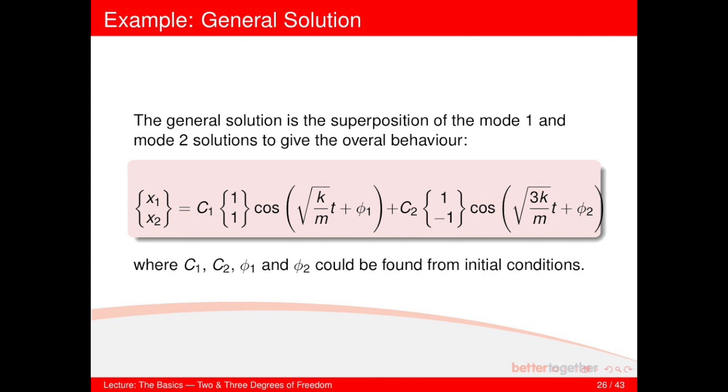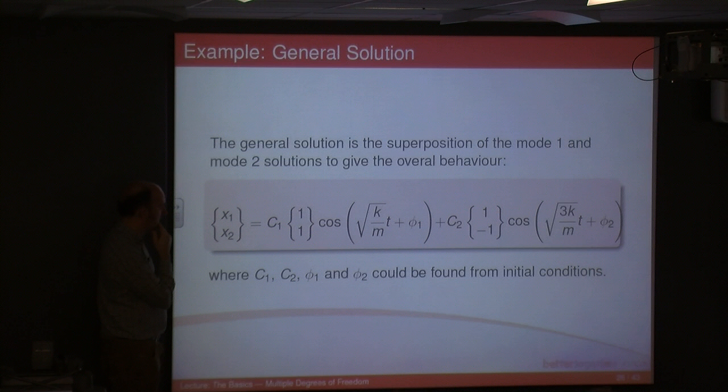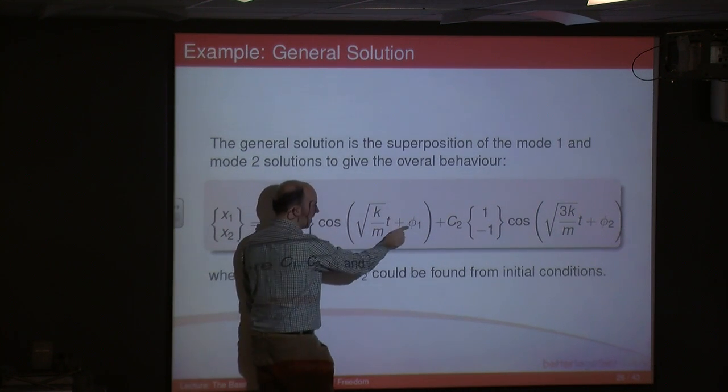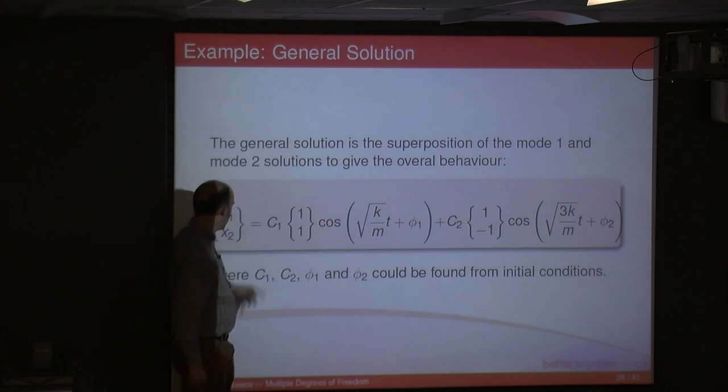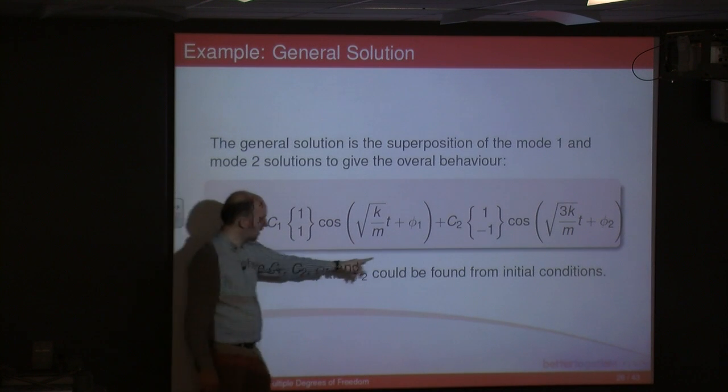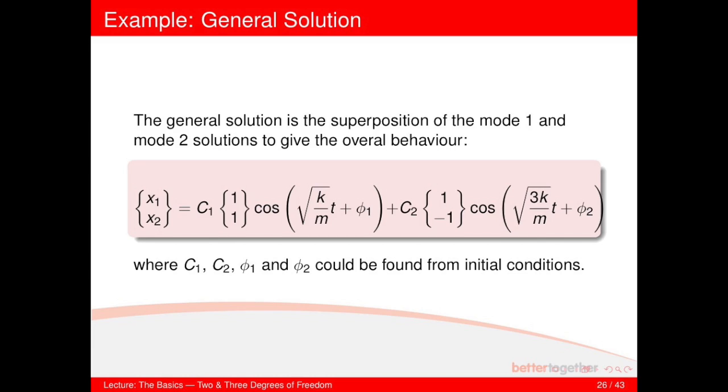And the general solution, like I said, is basically a superposition, or the summation, of the first mode and the second mode. So for the first mass, we've got C1 times cosine of root k upon m t plus phi 1, and plus C2 times 1 times cosine of root 3k upon m t plus phi 2. And with the one down here, you have to include the values that we found for r. And those terms C1, C2, phi 1 and phi 2 can be found from initial conditions.